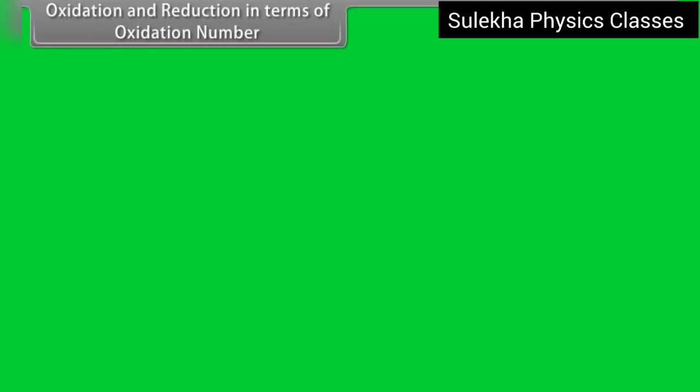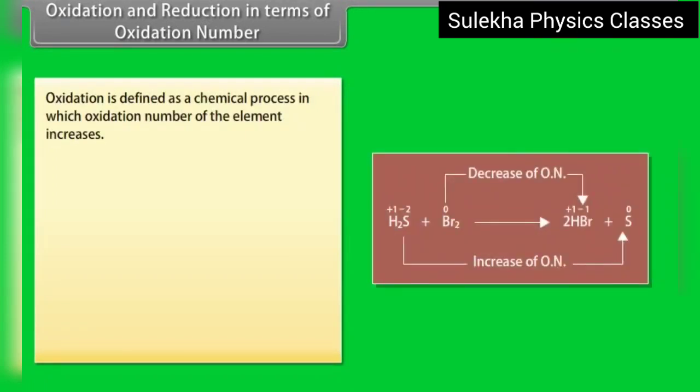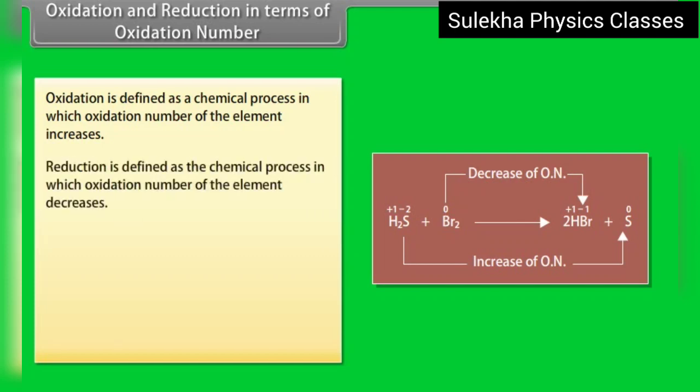Oxidation and reduction in terms of oxidation number. Oxidation is defined as a chemical process in which oxidation number of the element increases. Reduction is defined as the chemical process in which oxidation number of the element decreases. Consider the reaction between hydrogen sulfide and bromine to give hydrogen bromide and sulfur. The oxidation number of bromine decreases from 0 to -1, thus it is reduced. The oxidation number of S increases from -2 to 0, hence H2S is oxidized.